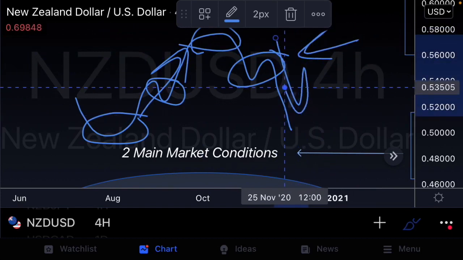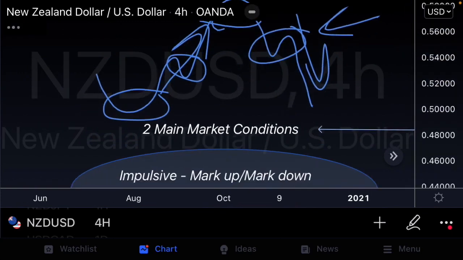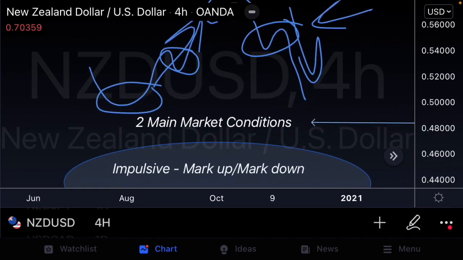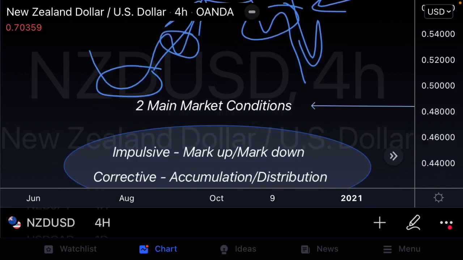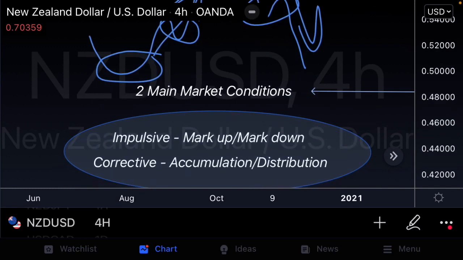So these two main market conditions that we spoke about, generally we can conclude that there are impulsive phases within our market. So those markups and markdowns are our impulsive phases, and as well as there are those corrective phases, which is basically our accumulation and distribution phases, as well as our reaccumulation and redistribution phases.